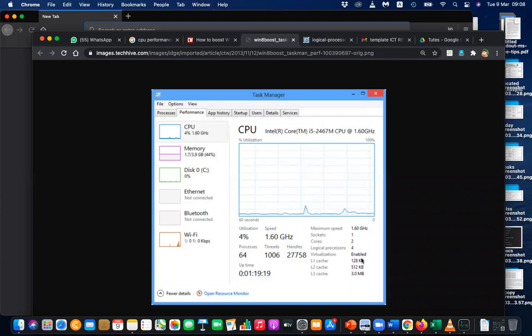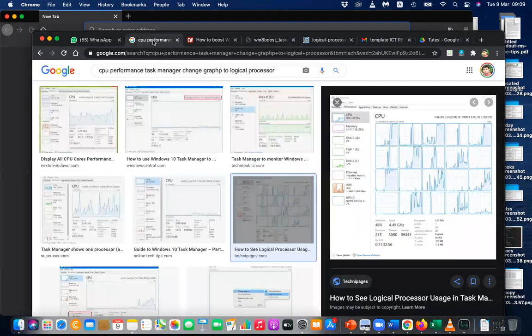Okay, so now you know a lot about your CPU. So cores, logical processors, threads, utilization, speed, everything is there. And when you go to memory, you can see the utilization as well as the remaining part and the memory speed.